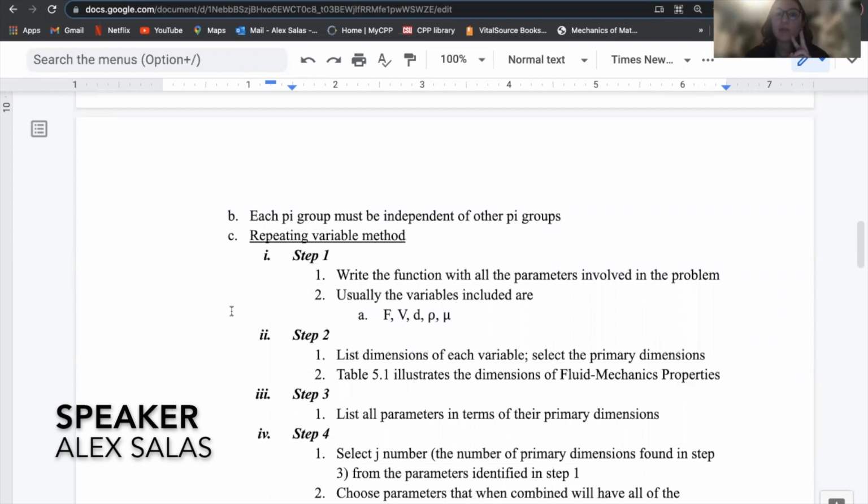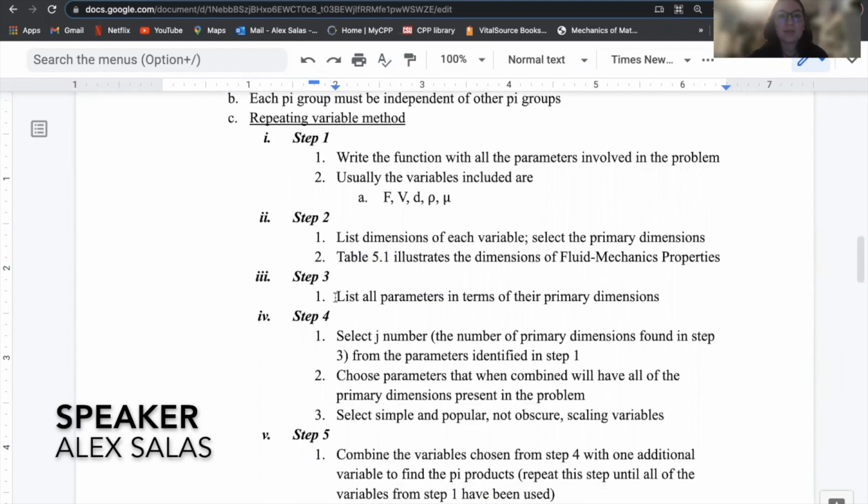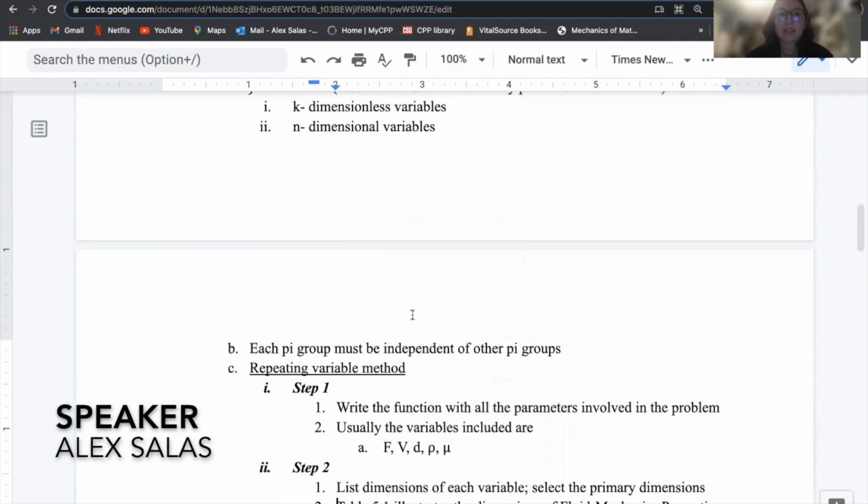We have the repeating variable method. Step one is you write the function with all the parameters involved in the problem. And then step two, list dimensions of each variable and select the primary dimensions. You would use table 5.1, which we have listed at the very top of our sheet today. And then step three is list all the parameters in terms of their primary dimensions. And then select J number of parameters from step one. J again is up here.